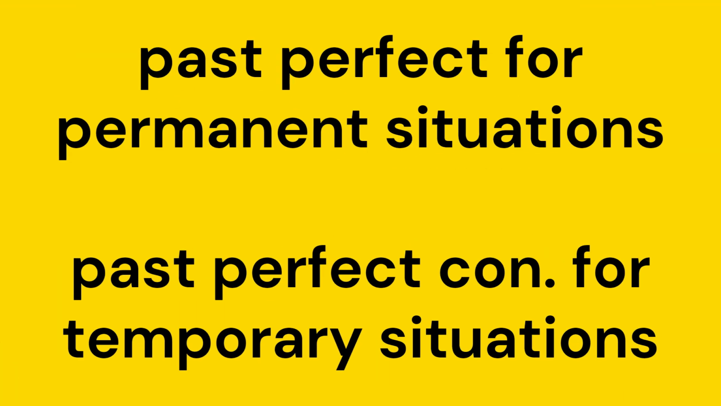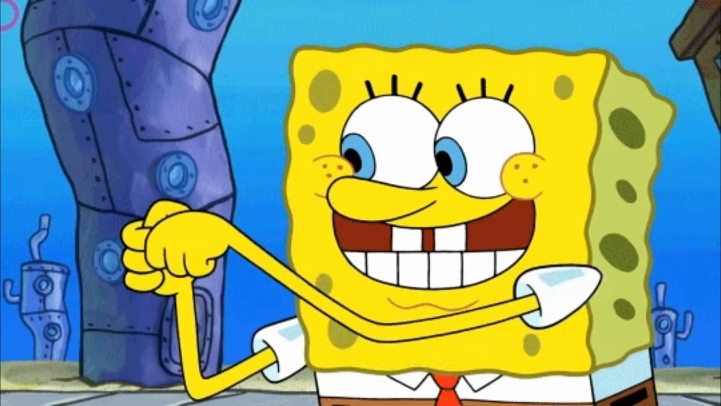Past perfect tense is used to talk about a permanent situation, and past perfect continuous tense is used to talk about a temporary situation. Keep these tips among your English notes and take a look at them every now and then until you master using past perfect and past perfect continuous tense. You can find separate lessons on these two tenses on my channel. They include lots of examples and explanations.